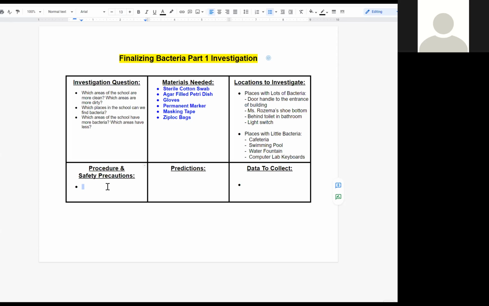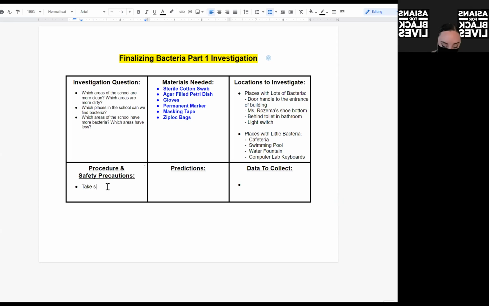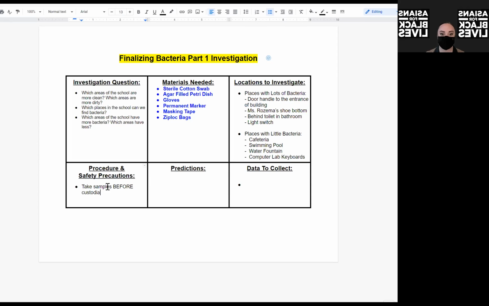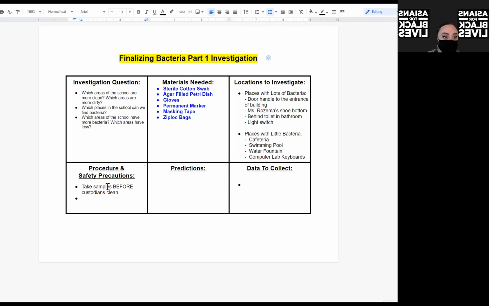Do it when nobody is in the school. Why would that be a safety precaution I would want to take? Because you do it at the end of the day, but before they start cleaning stuff, so that you can get someone to take my samples before custodians clean. Okay, that's important for sure.